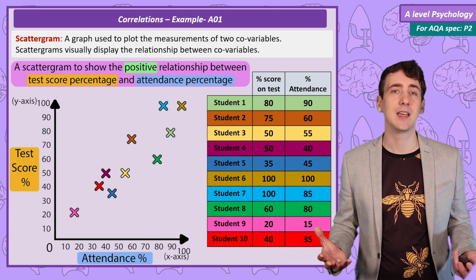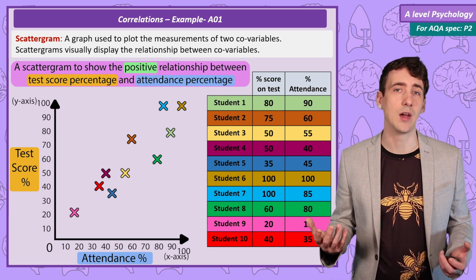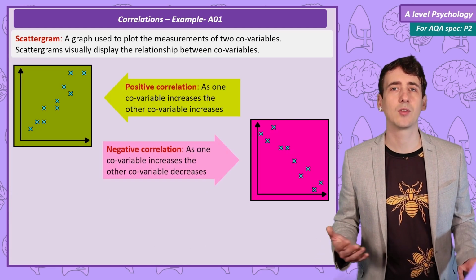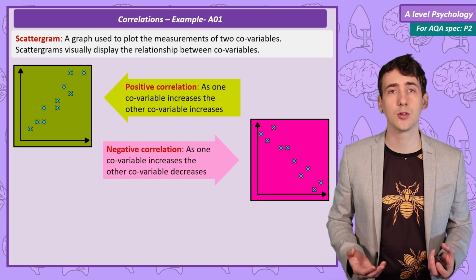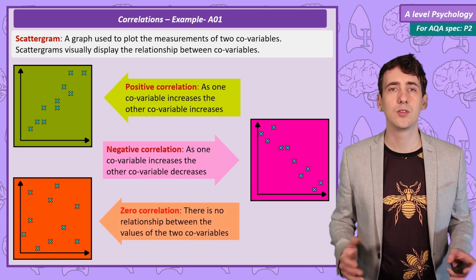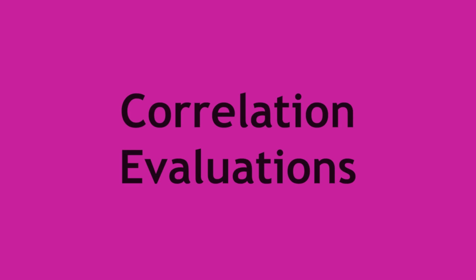Now, what we see with this data is a positive correlation. This means that when one covariable increases, the other covariable increases. So as you might have guessed, a negative correlation is when one covariable increases and the other decreases. We can also have zero correlation, and this is when there's no relationship between the covariables. Evaluation of the use of correlations.